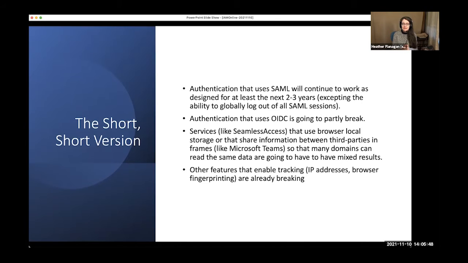Authentication that uses OpenID Connect is partially breaking. To throw in some technical terms here, where you're doing front channel stuff via iframes, you're going to have a problem.